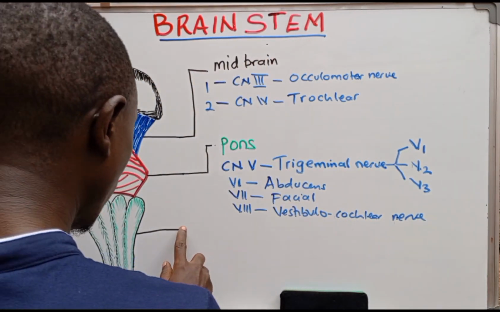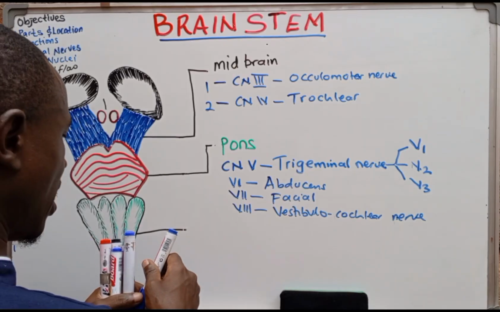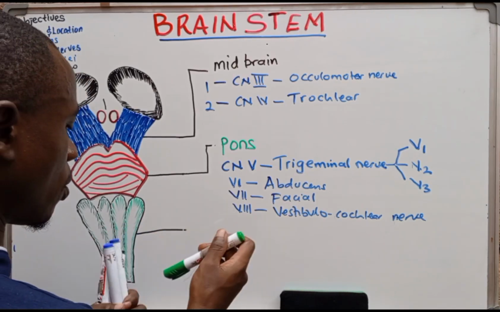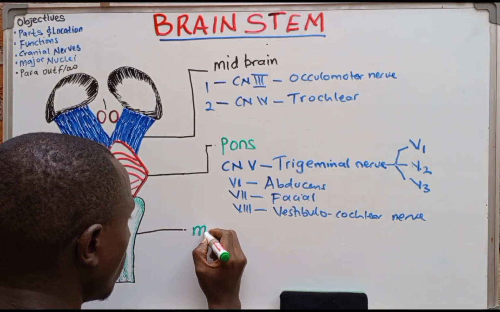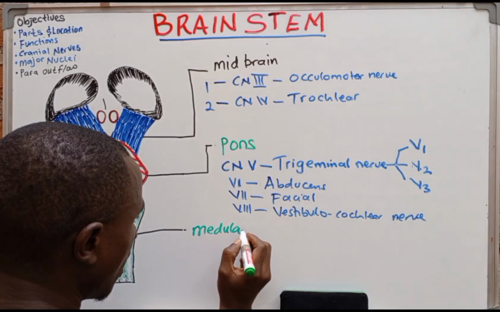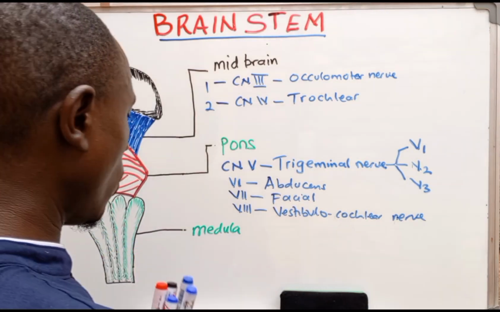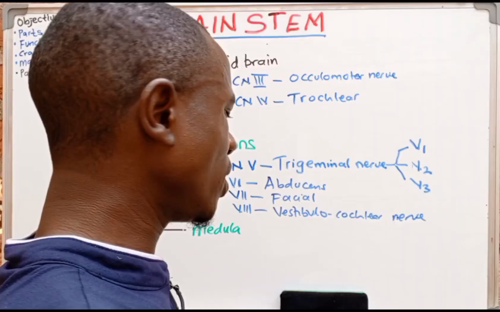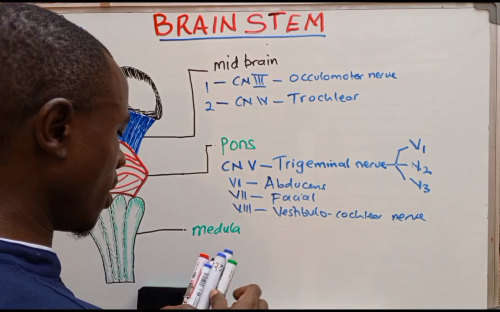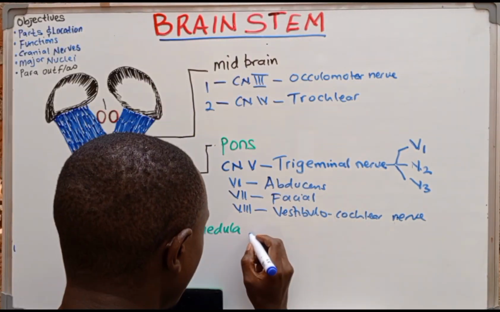Okay, so now let's briefly have a look at what are some of those cranial nerves which are going to be coming from what we call the medulla. We also have a lot of cranial nerve nuclei which are going to be coming from the medulla. So we are going to be having the following.